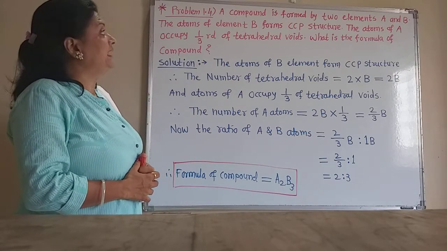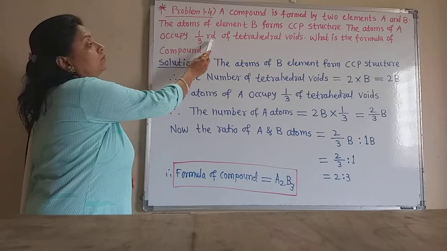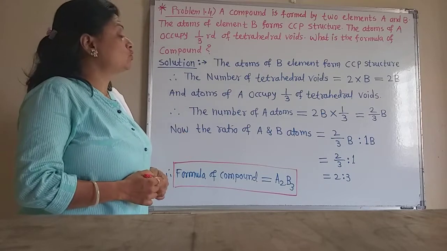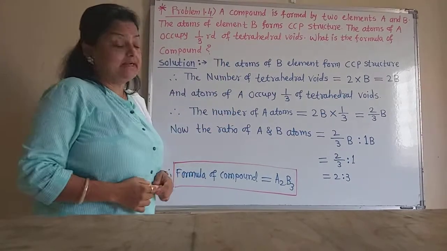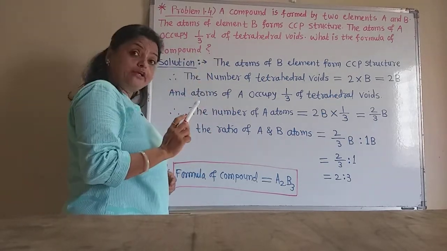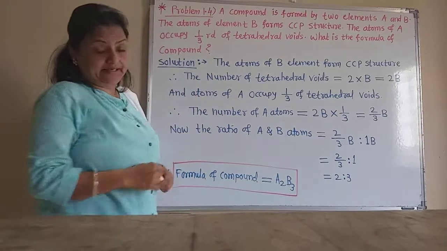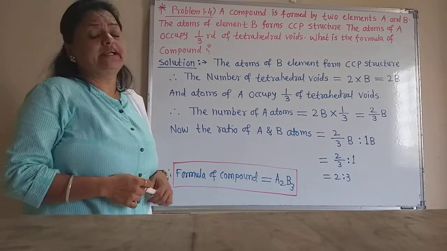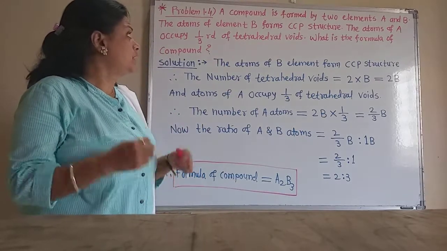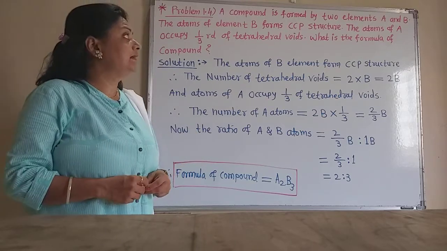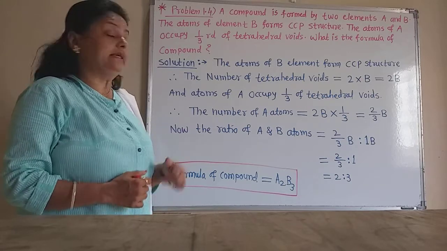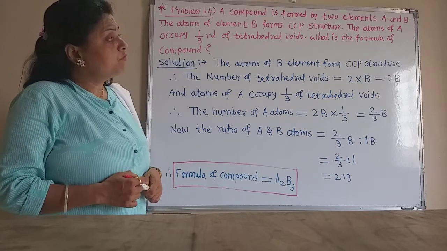The atoms of A occupy 1/3 of the tetrahedral voids. That means the unit cell is of the B atoms, and the A atoms occupy the tetrahedral voids, but only 1/3 of the tetrahedral voids. Now we know that the number of tetrahedral voids is twice the number of particles in that unit cell. But out of that, only 1/3 of the tetrahedral voids are occupied by the element A. Then what is the formula of the compound?